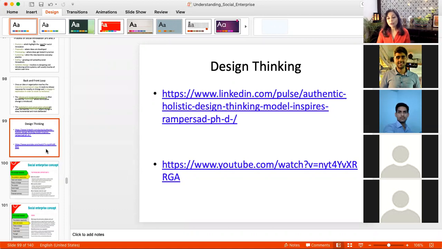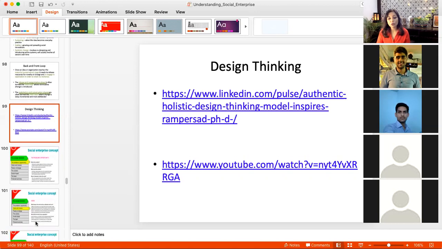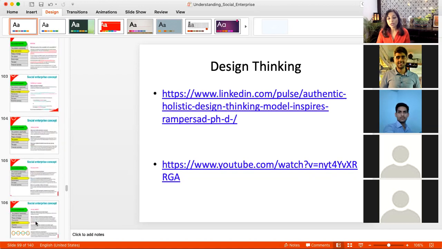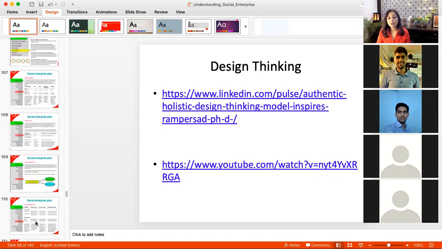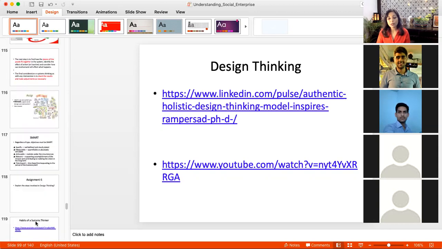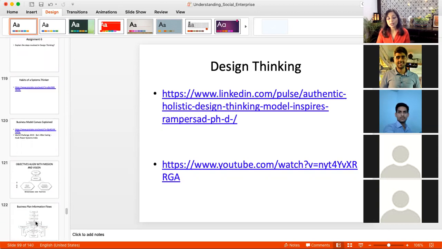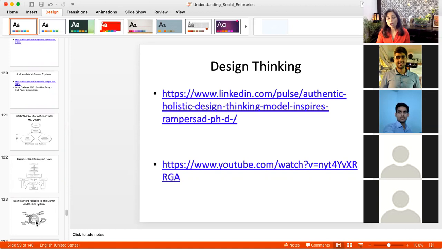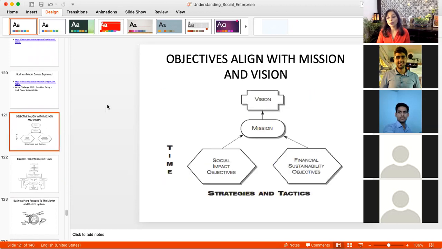And the last segment will be more focused exclusively on the Indian side of the story of social enterprise, not in terms of case studies, but in terms of understanding where social enterprises are actually existing. And a small bit before that, I'll also teach you about business modeling: what should be the objective, how you should strategize, what is social impact.